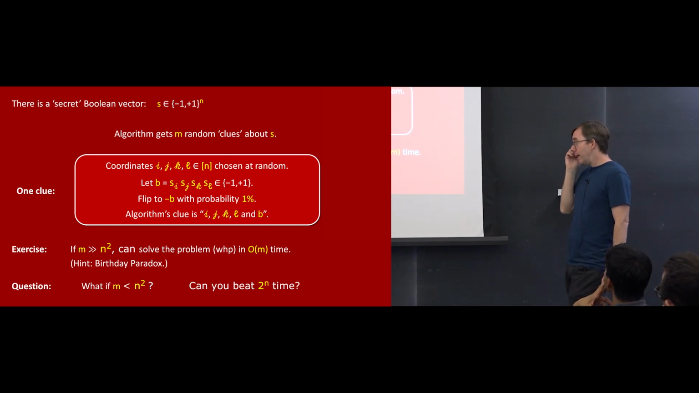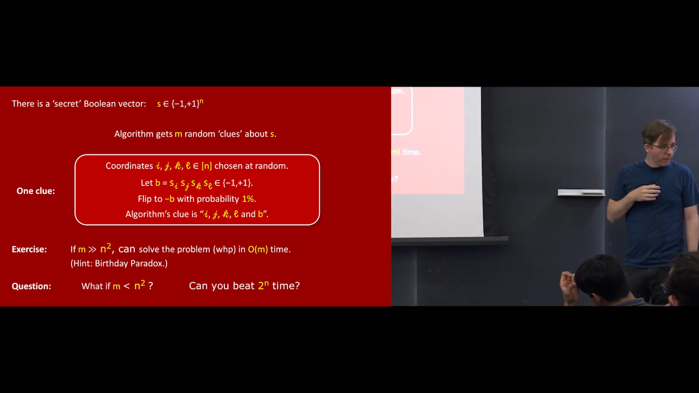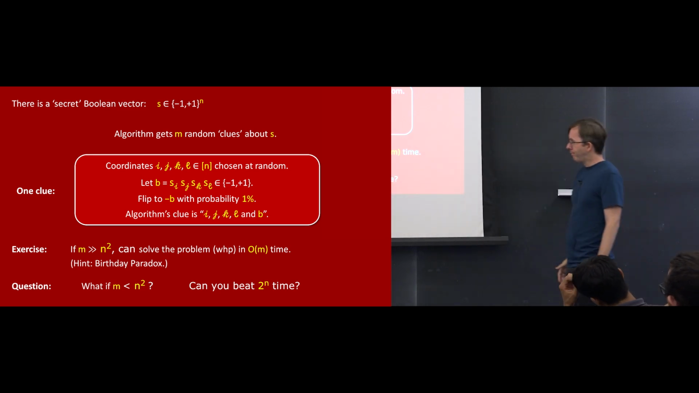And so then there became some interest in exactly narrowing this range down to try to understand the trade-off between, let's say, running time and the number of clues you get. So what if m is smaller than n squared? Can you beat 2 to the n time?